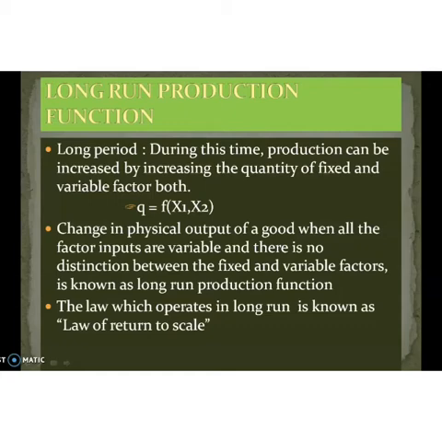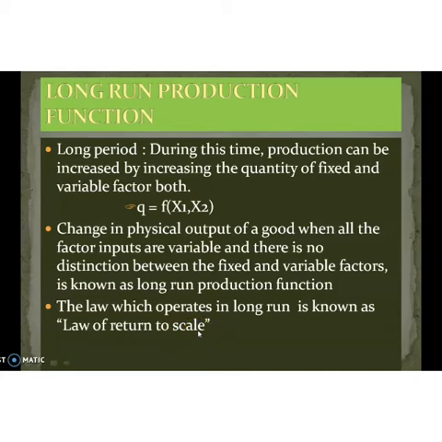That is, the change in physical output of a good when all the factor inputs are variable and there is no distinction between the fixed and variable factor is known as the long run production function. So the long run production function is different in concept from the short run production function. Here all factors are varied in the same proportion. So the law which operates in the long run is known as the law of return to scale.